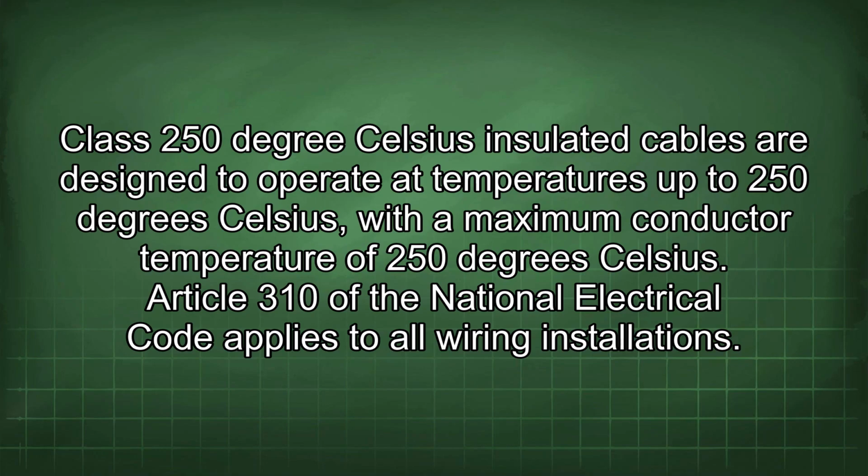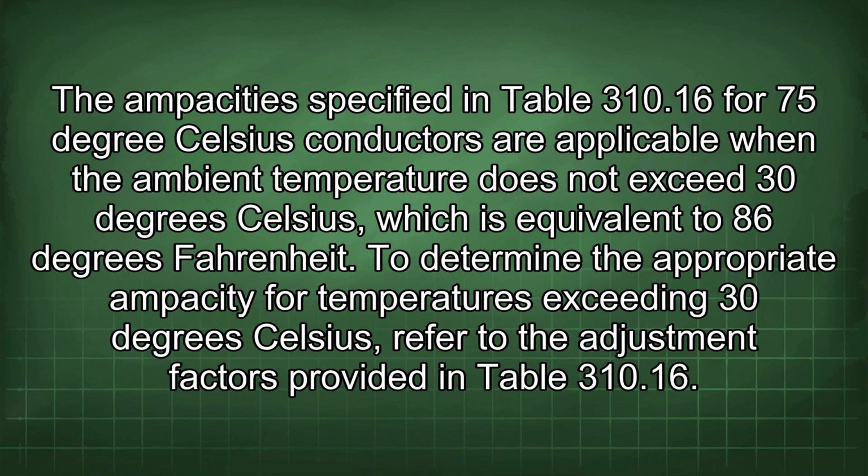Class 250 degrees Celsius insulated cables are designed to operate at temperatures up to 250 degrees Celsius with a maximum conductor temperature of 250 degrees Celsius. Article 310 of the National Electrical Code applies to all wiring installations. The ampacity specified in Table 310.16 for 75 degrees Celsius conductors are applicable when the ambient temperature does not exceed 30 degrees Celsius, which is equivalent to 86 degrees Fahrenheit.